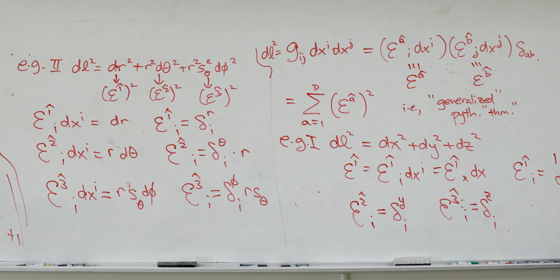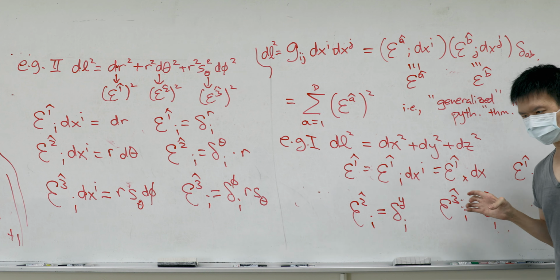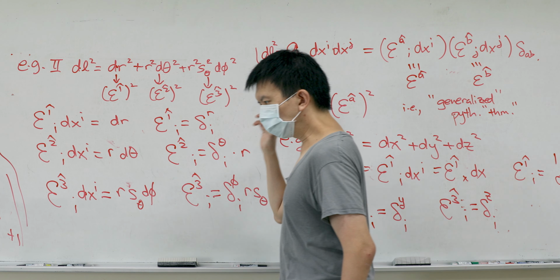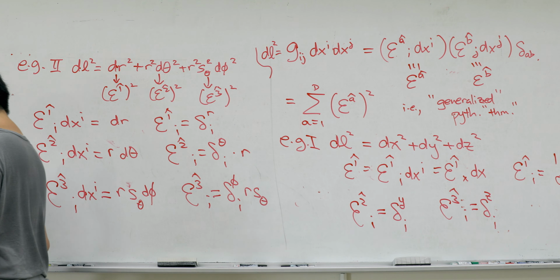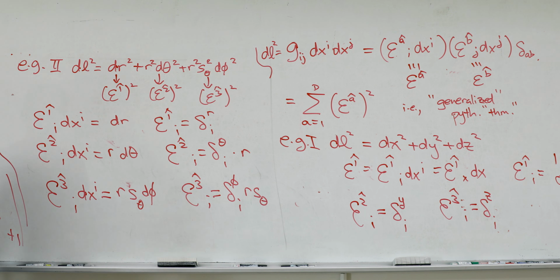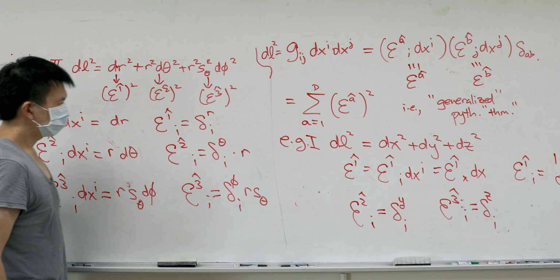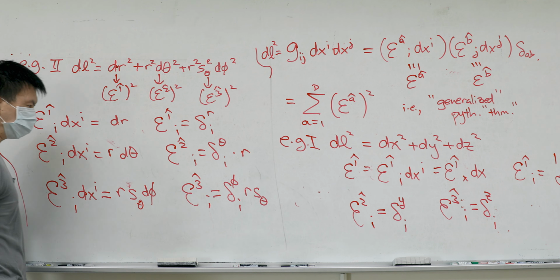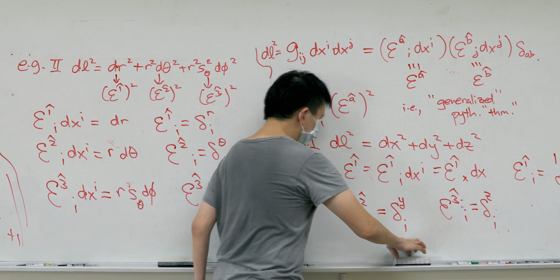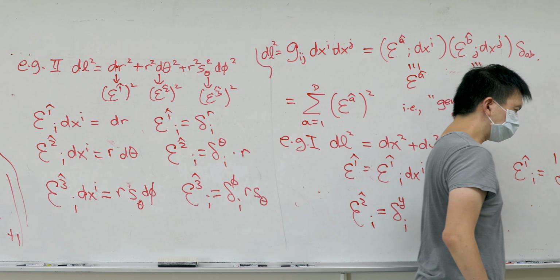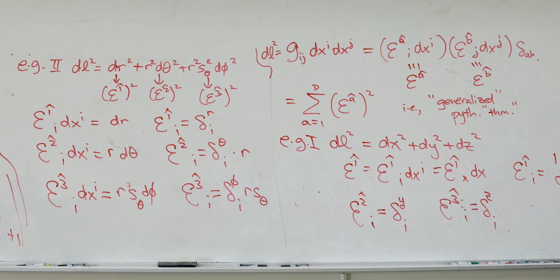So, for simple diagonal metrics, like the ones that we are dealing with, you discover it's actually very simple to get rid of the orthonormal frame fields. Yeah, very, very simple actually. It becomes a little bit more complicated when you have off-diagonal metrics.